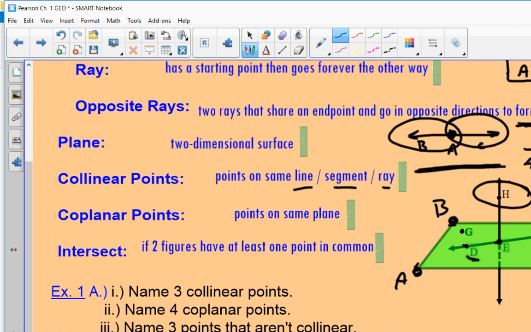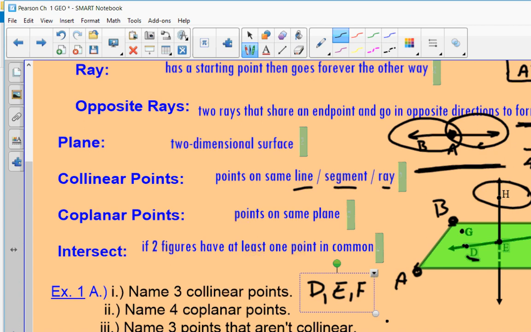Name 3 collinear points. So this could have more than one answer. It could have just one answer, but 3 collinear points, points that all lie on the same line. So I'll let you take a look at that for a sec, and then we'll look at that. So 3 have to be on the same line. I think the only answer we have is D, E, and F are all lying on the same line, so therefore they're collinear.